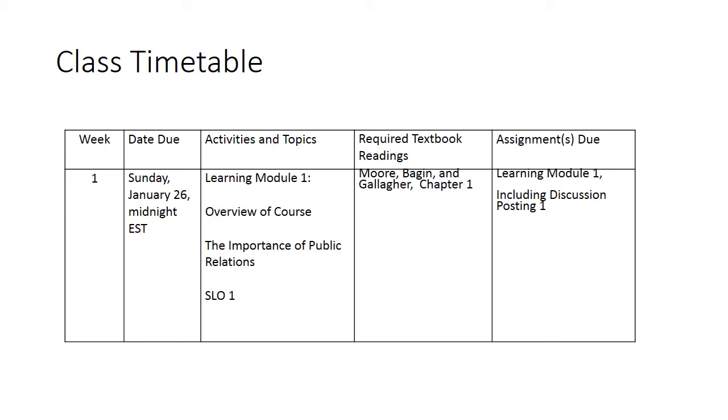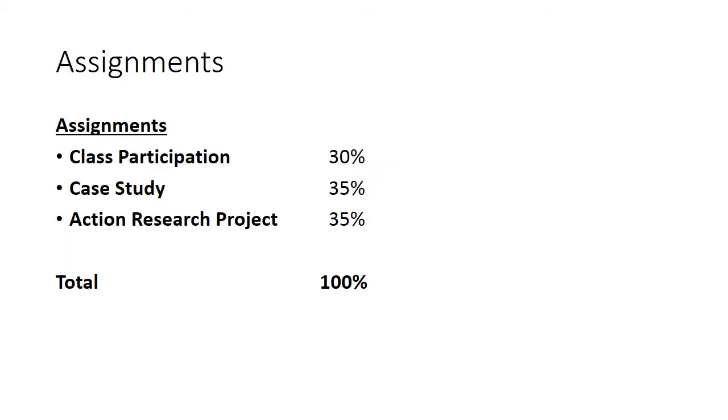So you can see, for example, in week 1, which is due this coming Sunday, January 26th, you're expected to read Baggett and Gallagher, your textbook, chapter 1. You're expected to work through the activities in learning module 1, and that does include, most weeks, a discussion posting. So you can see each week what we will be doing in the course timetable.